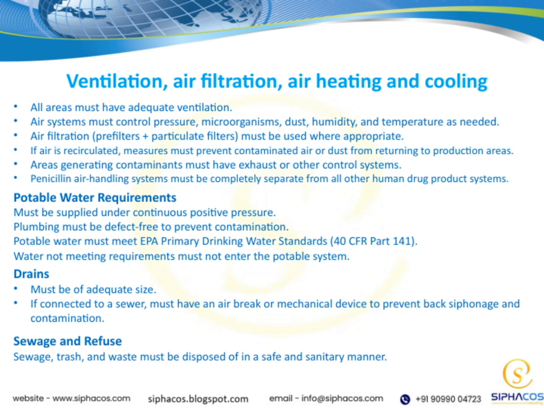Particularly for penicillin manufacturing, the air handling systems must be completely separate from all other human drug product systems to avoid cross-contamination. Now, moving on to potable water, it's vital that water supplies are maintained under continuous positive pressure. This helps prevent any backflow or contamination from external sources. Plumbing must be free of defects to ensure safety and prevent contamination, and the water must meet the EPA primary drinking water standards, which are detailed in 40 CFR Part 141. If water doesn't meet these standards, it must not enter the potable system.